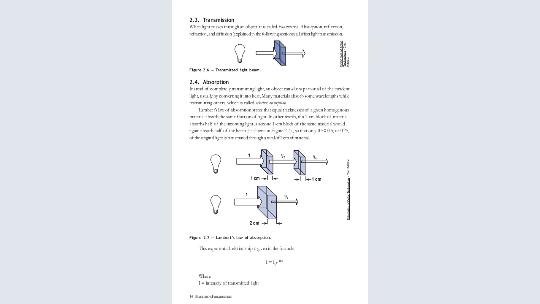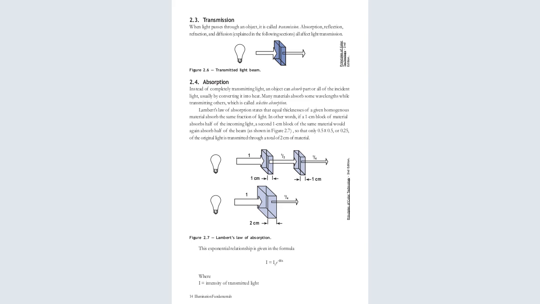So absorption, what is absorption? Instead of completely transmitting light, an object can absorb part or all of the incident light, usually by converting it into heat. Many materials absorb some wavelengths while transmitting others, which is called selective absorption. So it absorbs some light and another part is not absorbed.